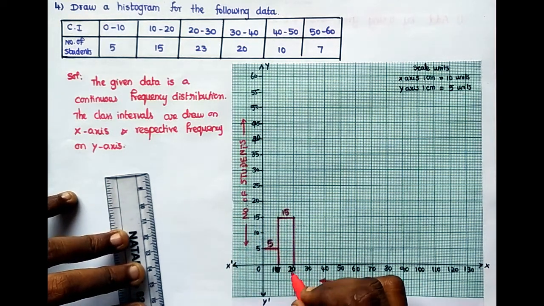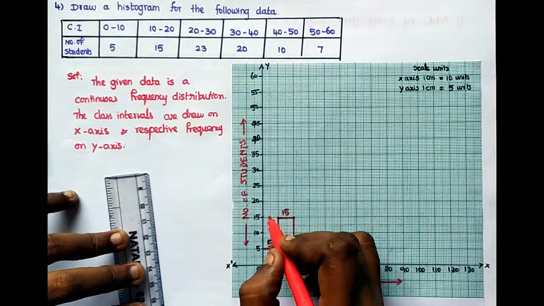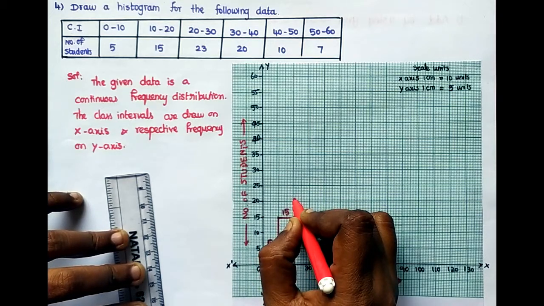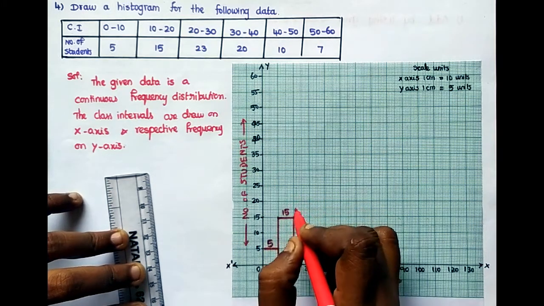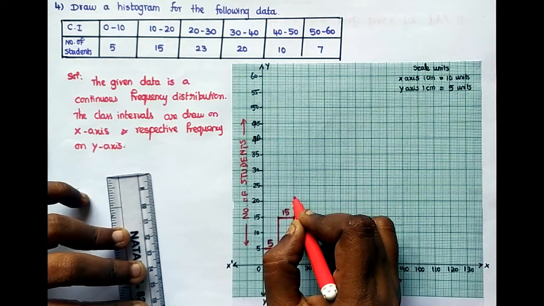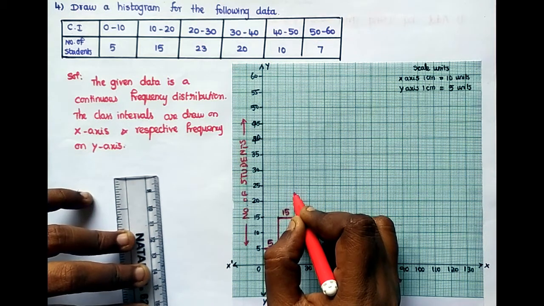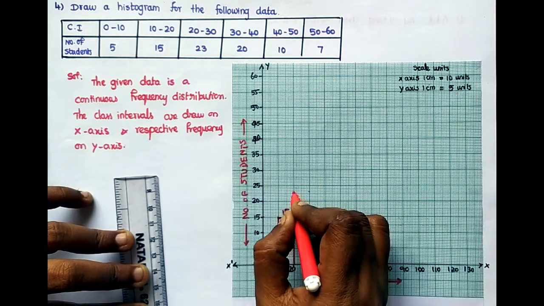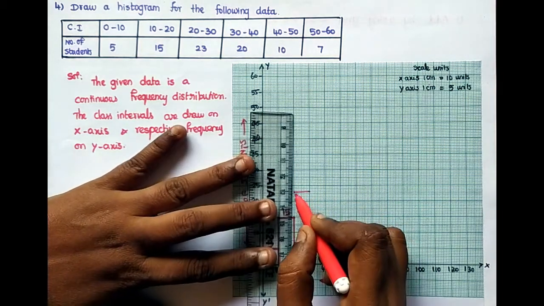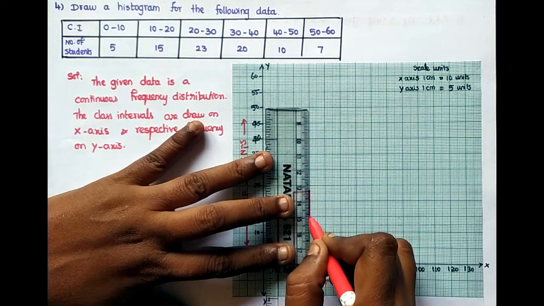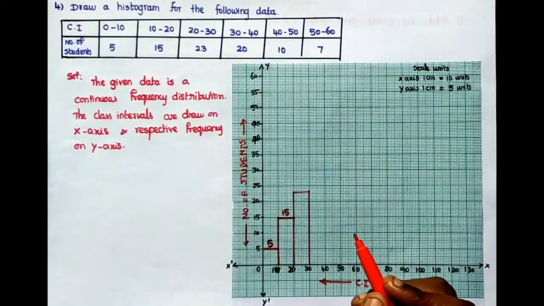Listen, 20 to 30, 23. After 20, 2 lines is 21, and then 2 lines 22, and then 2 lines 23. So 2 lines denote 1 unit. So 1, 2, 3. Here only 3. The sixth line denotes 23. After 20, the sixth line denotes the 23 units.